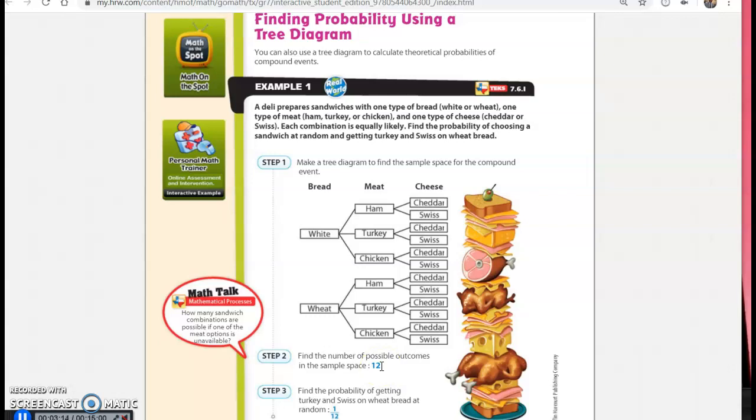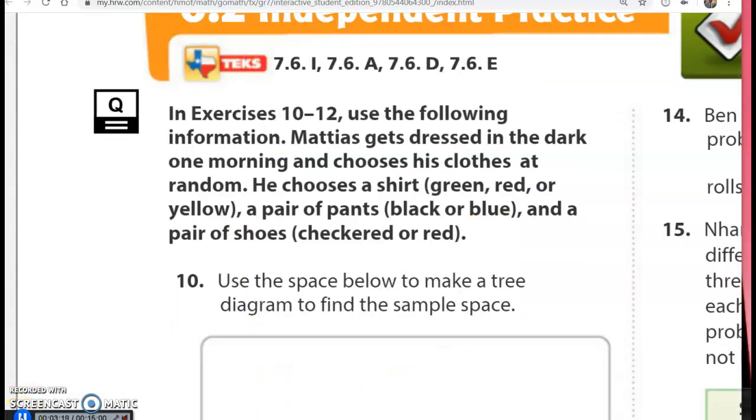So let's go ahead and take a look at another example that we're going to create from scratch. So the example that we have in hand is about Matthias. Matthias gets dressed in the dark one morning and chooses his clothes at random. He chooses a shirt that would be either red, green, or yellow. Then he chooses a pair of pants that would be black or blue. And then he's going to choose a pair of shoes, either checkered or red.